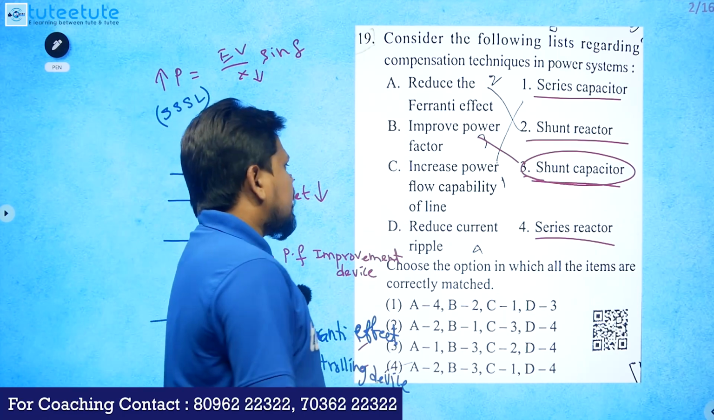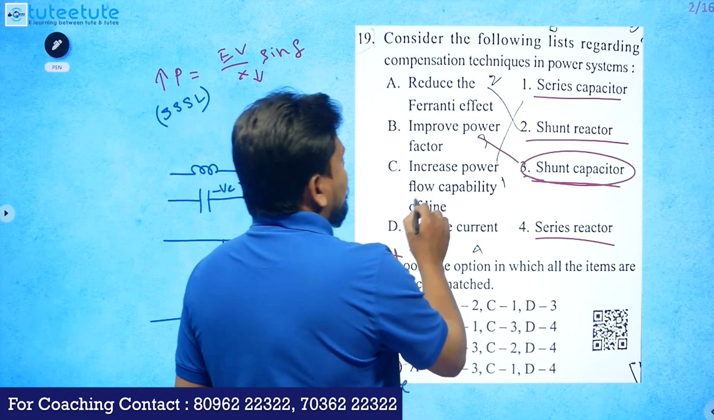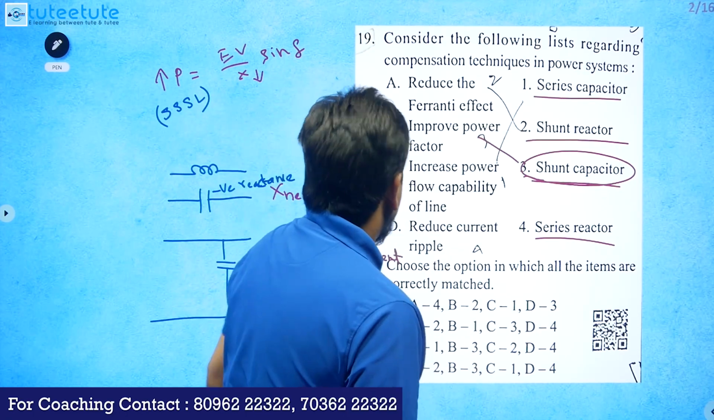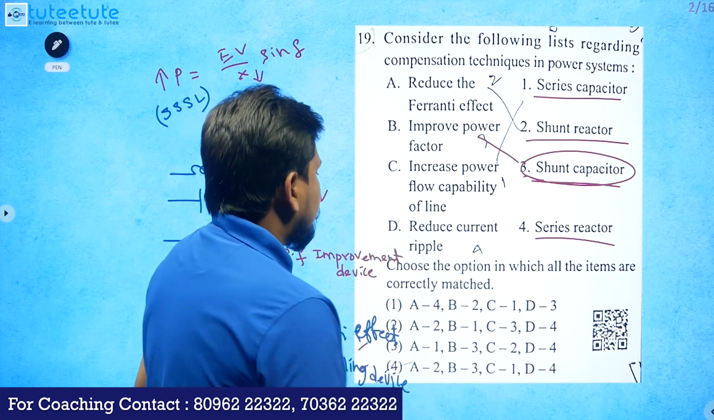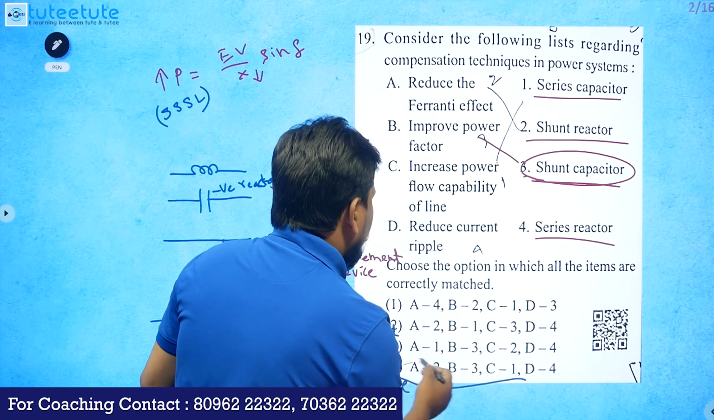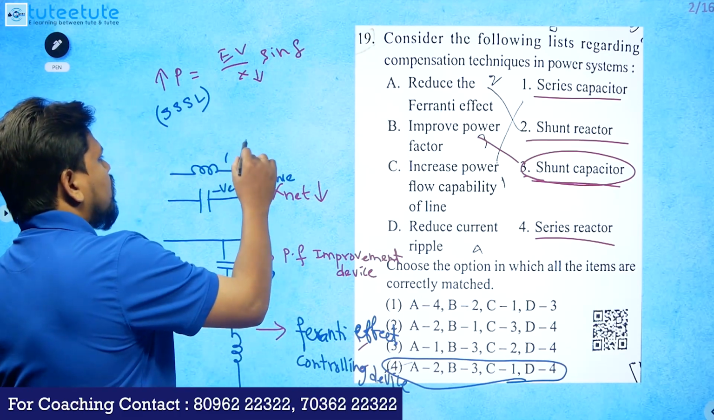This is for the series capacitor. A series capacitor increases the power flow capability of the line. So where it is series capacitor, the first one C, and B3. Already, this is the answer. The fourth one will be the answer for this one. Anyway, we have to see the remaining one also.